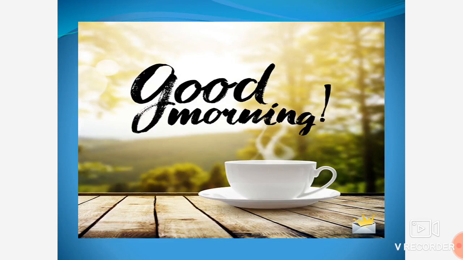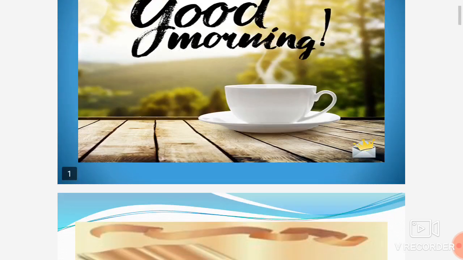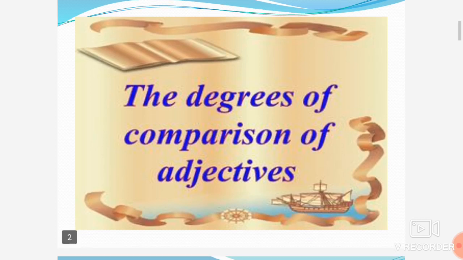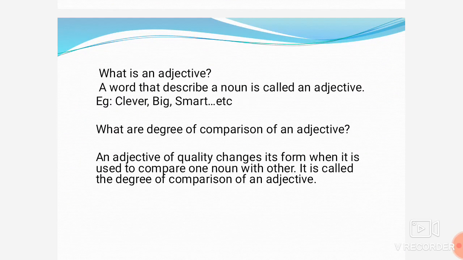Today we are going to learn some grammar. The topic for today's grammar is the degrees of comparison of adjectives. Before we start with the degrees of comparison, let us see what is an adjective. In your lower classes, you had learned a word that describes a noun is called an adjective. What is an adjective? A word that describes a noun is called an adjective, or adjectives are called describing words. For example, clever, big, smart, etc.